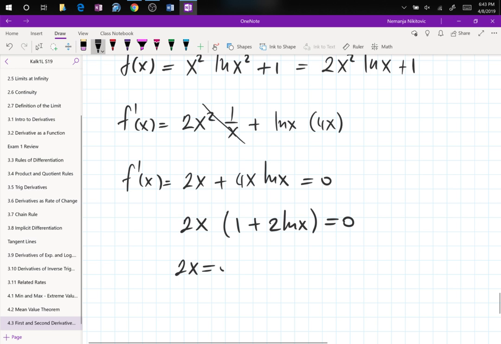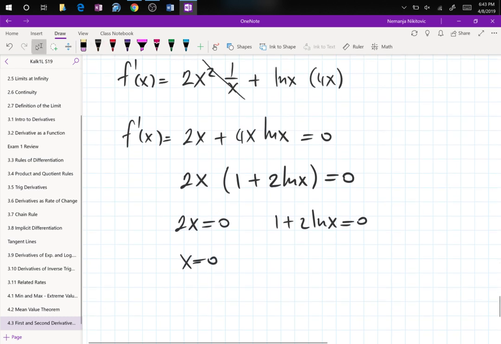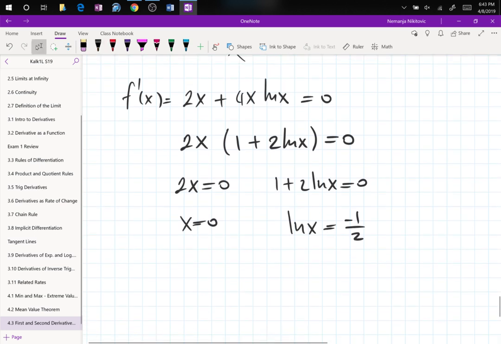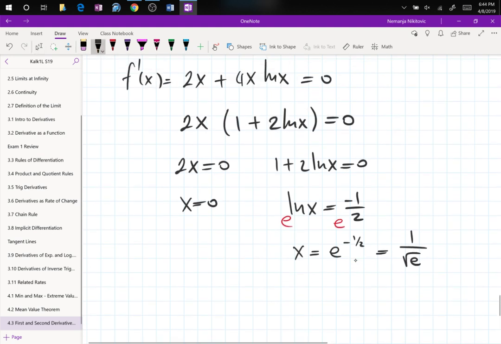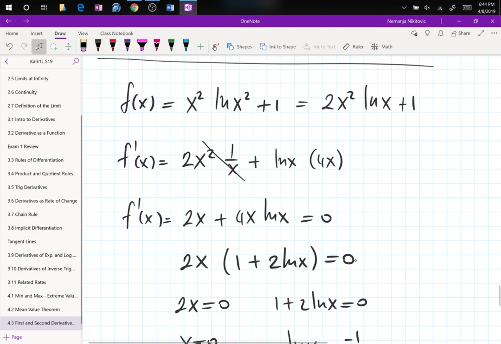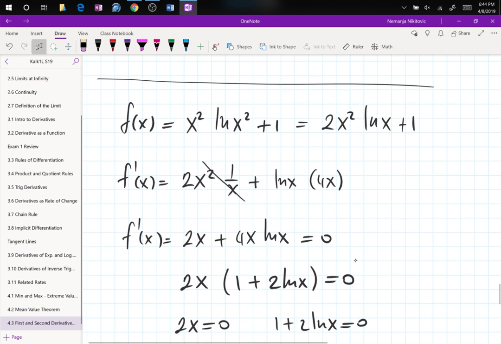And then I have 2x equal to 0 and 1 plus 2 ln x equal to 0. Well, the first one is x equals 0, and that's a nice one. The other one is ln x equals negative 1/2. Bueno? Yes, we can exponentiate both sides. I was wondering if everyone is with me. So this is e to the negative 1/2 or 1 over root e. Great. I got 2 critical points. I mean numbers. So we can partition. Now, what else do I know about my function, though?